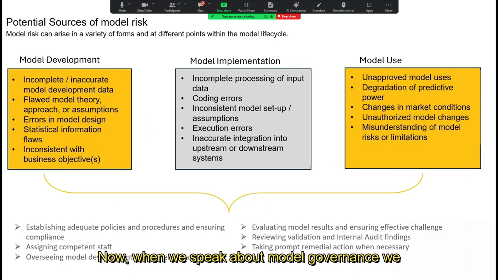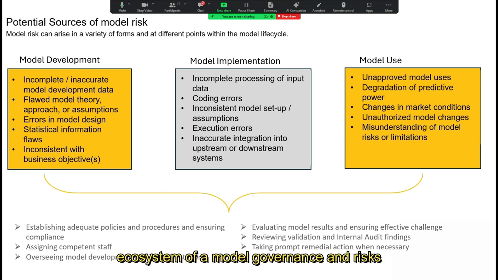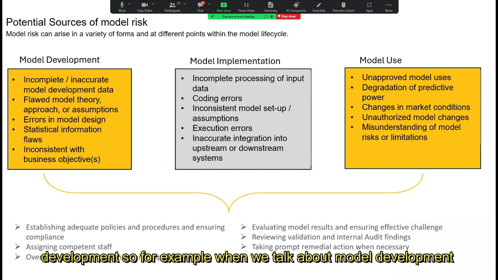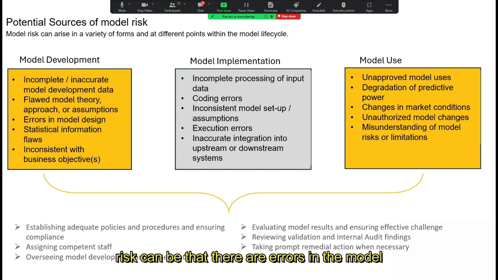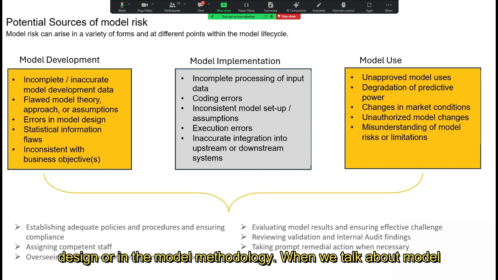Now, when we speak about model governance, we have to be cognizant of where the risk resides within the ecosystem of model governance. And risks reside within three defined segments. It's model development, model implementation, and model use. And risks are fairly idiosyncratic to each stage. So, for example, when we talk about model development, risk can be that there are errors in the model design or in the model methodology.